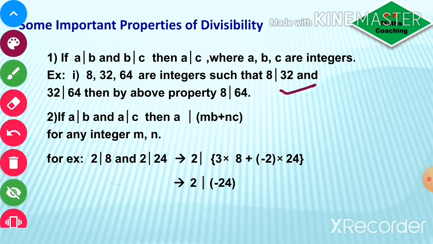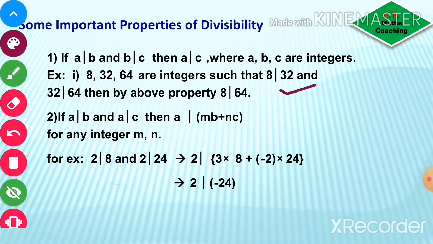Now the second property: if a divides b and a divides c, then a divides mb plus nc for any integers m, n. That means here we take five integer values a, b, c, m, n. If the first integer a divides the second one and also divides another integer, suppose c, then a divides m times b plus n times c, some integral multiple of the second plus some integral multiple of the third, for any integer values m, n.